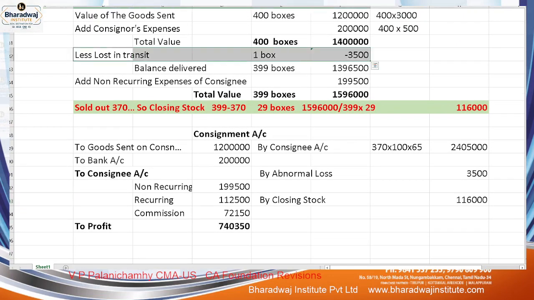That insurance claim recovery will come in abnormal loss account. If you prepare abnormal loss account, what will you do? To consignment account 3,500. How much insurance recovery do we get, or how much does the transport operator pay? Insurance recovery given is 2,700. Balance loss will be transferred to P&L.